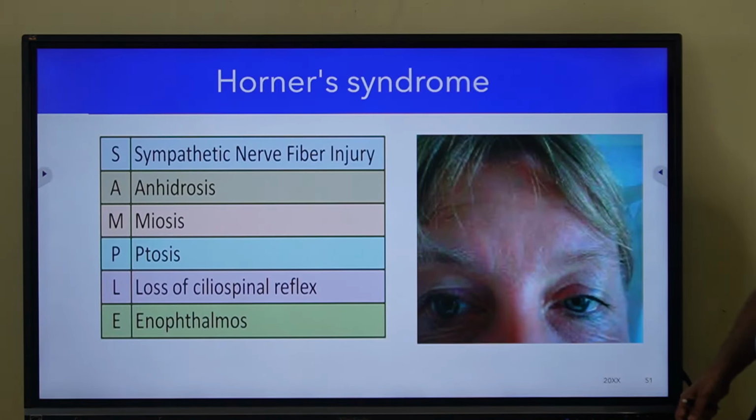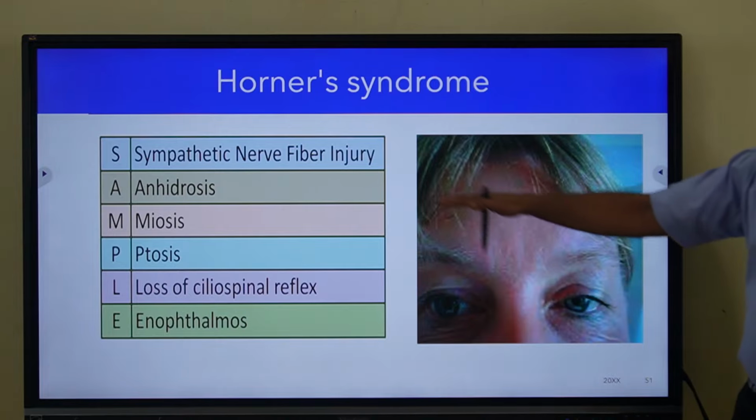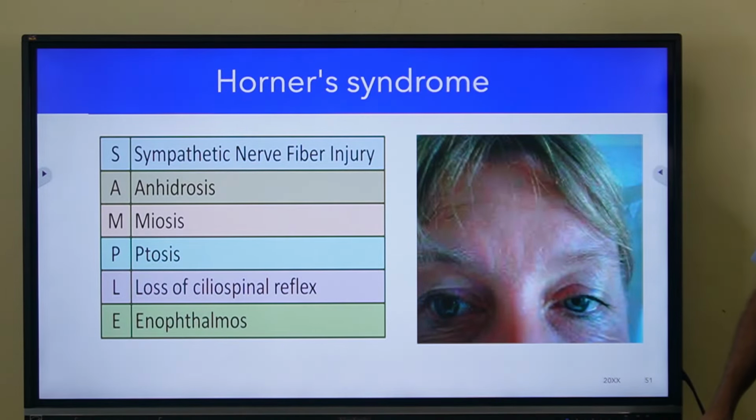This is Horner's syndrome. On this side you can see ptosis, the pupil is small, miosis, there will be loss of ciliospinal reflex, anhidrosis and enophthalmos. This is because of the involvement of the sympathetic fibers.